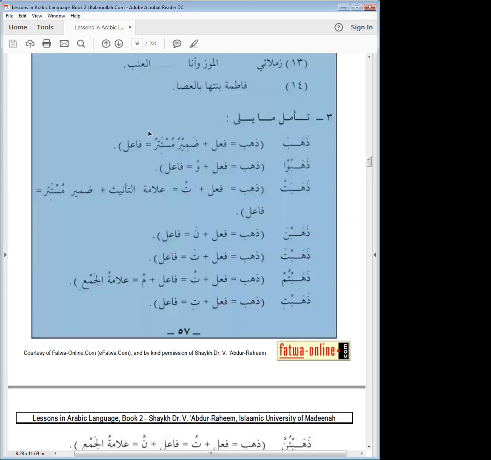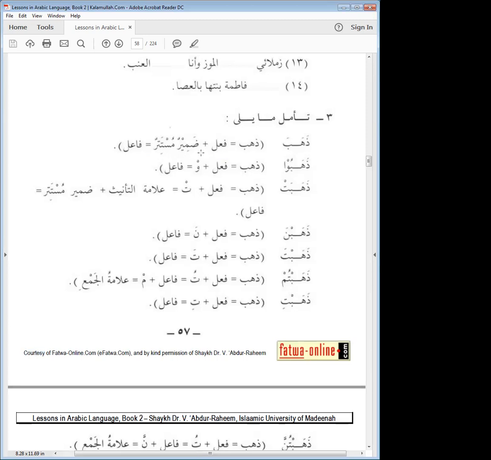And then you have the damir mustatir, which means a hidden pronoun. The hidden pronoun or the understood pronoun, it is the fa'il, the doer of the verb. In this case, it is huwa, meaning the person spoken about in the question before, right? That is the mudarris, right? So this is what is called damir mustatir. Okay, you can say that after me. Damirun mustatirun.